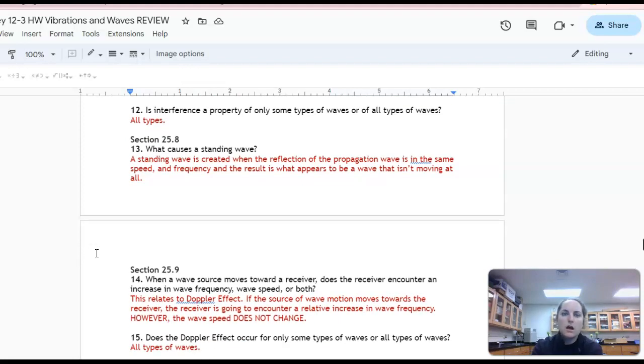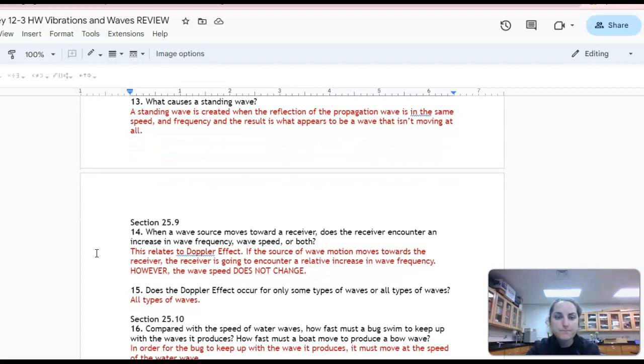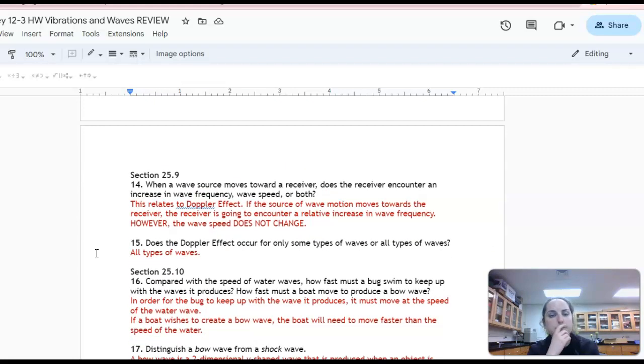Number 13, what causes a standing wave? A standing wave is when the propagating wave, or the primary wave source, is created and the reflection back on that primary wave is the exact same frequency and speed. And so what's created is what we call a standing wave, or a wave that looks like it's not moving at all, where it has nodes that are right on the midpoint and antinodes, which are on the crest and the trough.